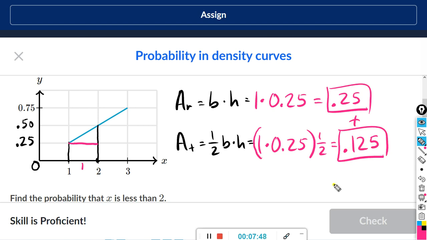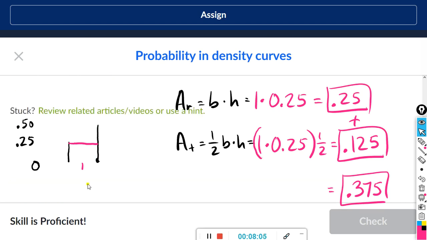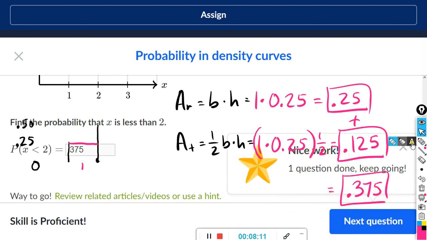All right, and adding these together, the total is going to be 0.375. So just enter that in the box. All right, and that's it.